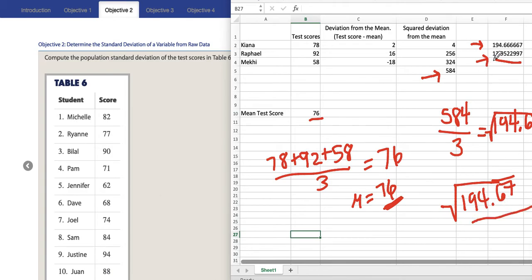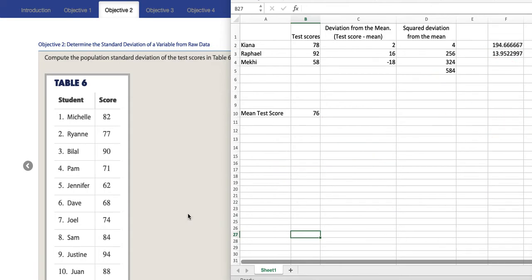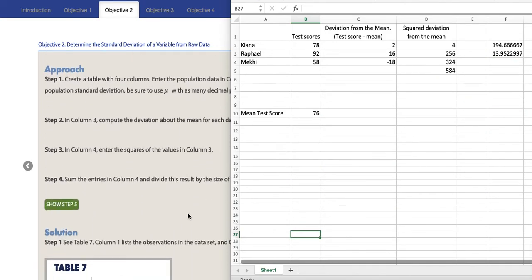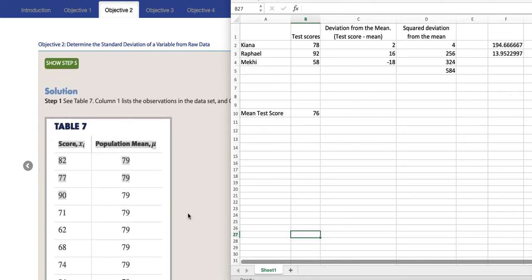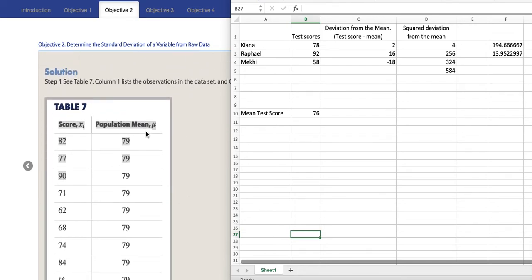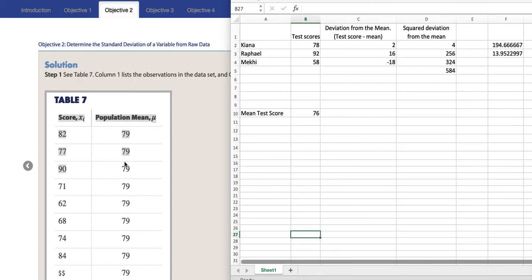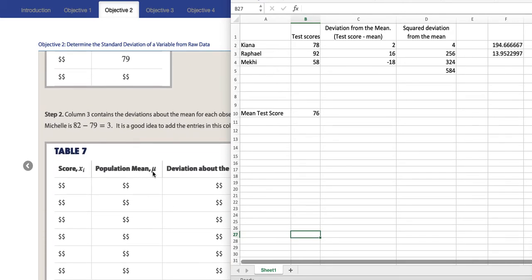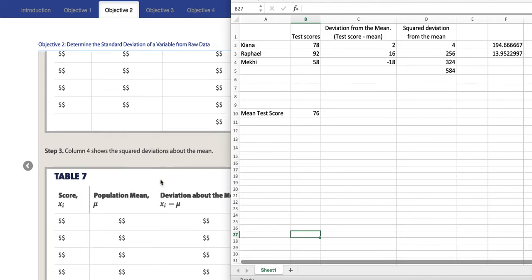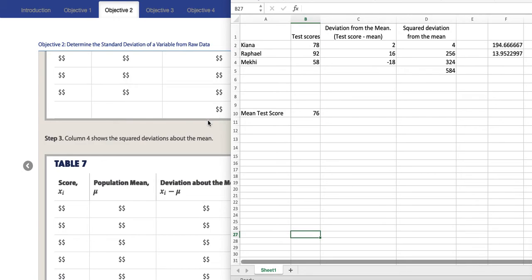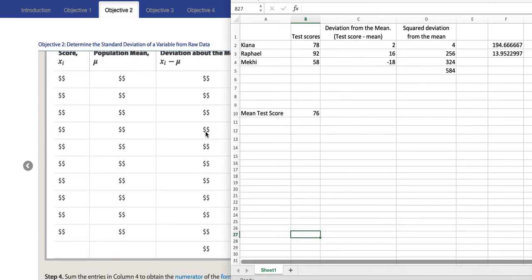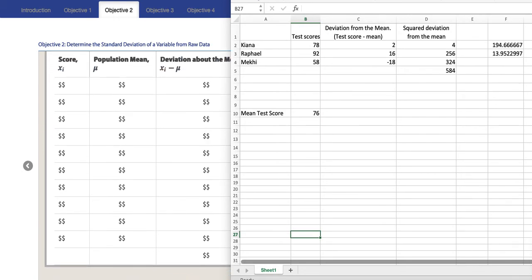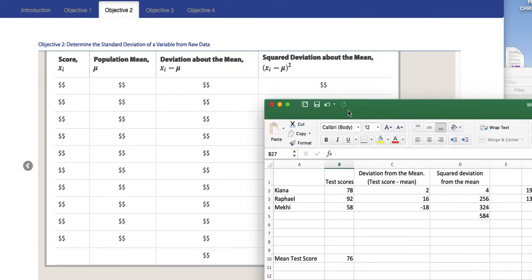But that is how it works, and definitely the resource, your e-text, has some good information. They show these steps. They use this nomenclature with the population mean. This is called mu, and I don't know why the numbers aren't showing up here, but for some reason they're not. But it gives you all of the steps as well.